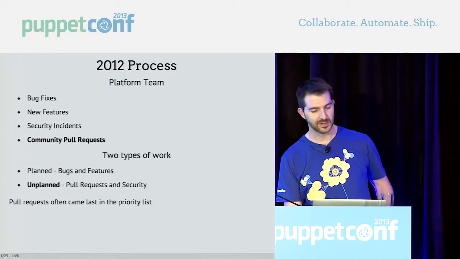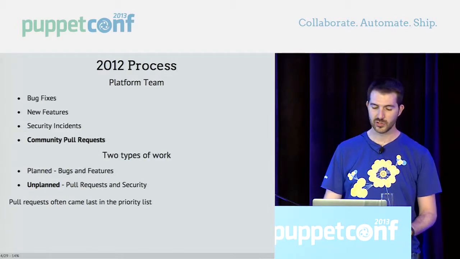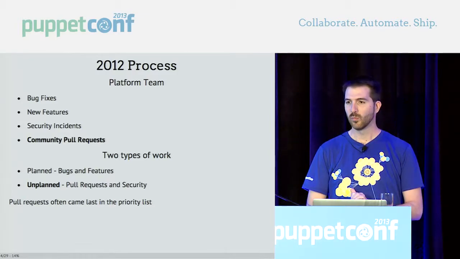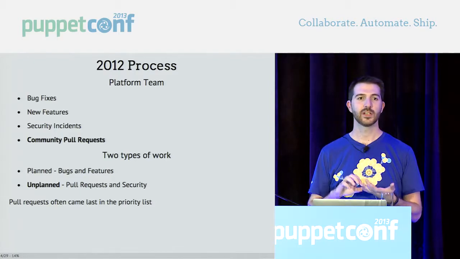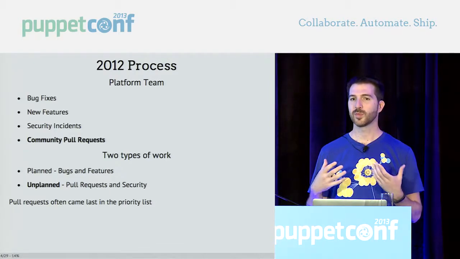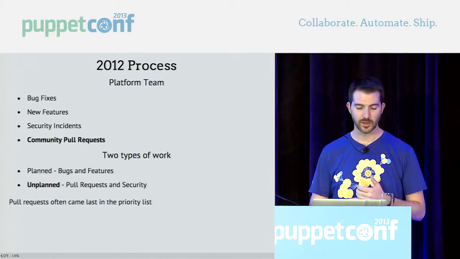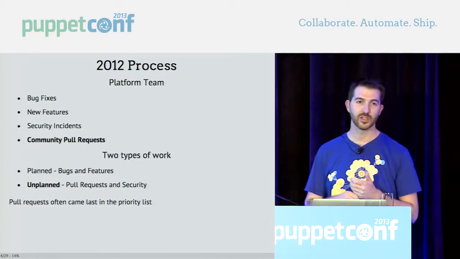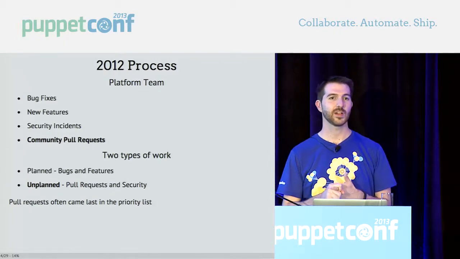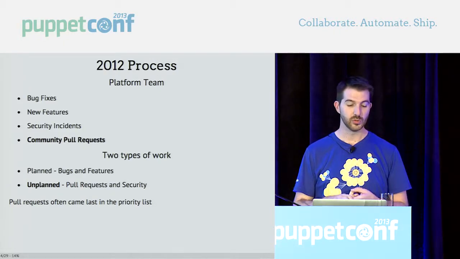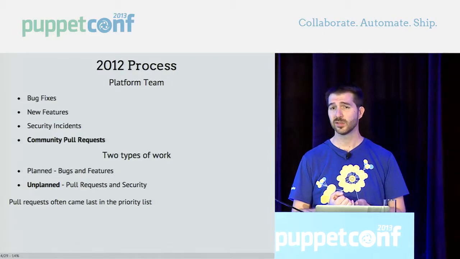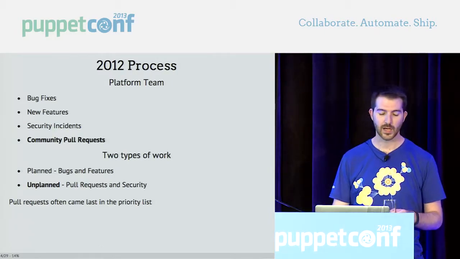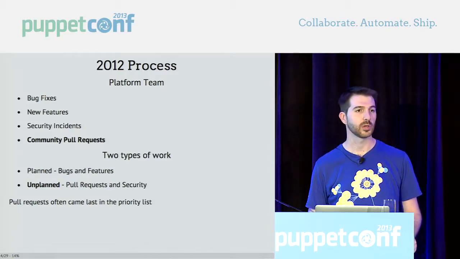All right, so let's talk about what was going on in 2012. All of the work on Puppet, Facter, Hiera, and Stdlib, which are some of our core projects, was being performed by the platform team. And so the platform team had a large number of responsibilities. We had to do bug fixes on all of these projects. We had to do new feature development. We had to handle security incidents when they arose. And we also had to take care of the community pull requests.